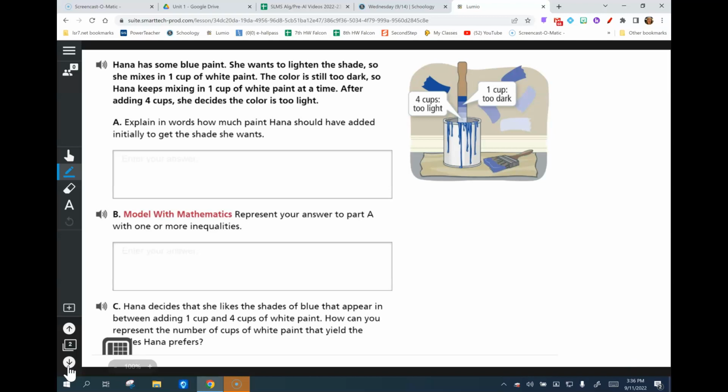Hannah has some blue paint. She wants to lighten the shade, so she mixes in 1 cup of white paint. The color is still too dark, so Hannah keeps mixing in 1 cup of white paint each time. After adding 4 cups, she decides the color is too light now. Okay? Explain in words how much paint Hannah should have added initially to get the shade she wanted.